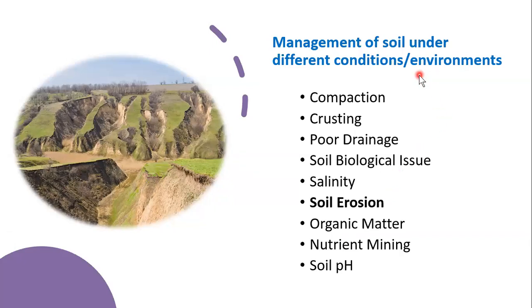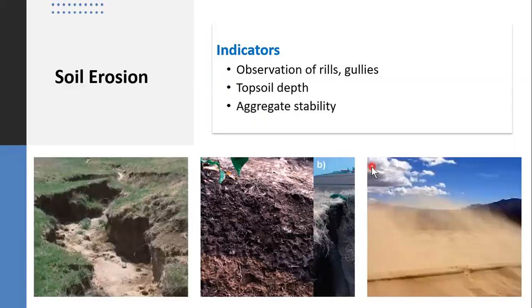Now we have the next part, that is soil erosion. We can observe such types of gullies there. If we have a very shallow topsoil depth, it means the soil has been removed. Or in comparison, for example, if we measured the topsoil a few years before and now we are rechecking it, and the topsoil has been reduced, we can see the erosion there.